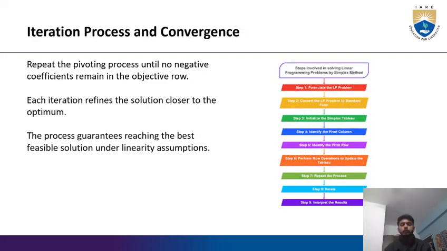Iteration process and convergence. Repeat the pivoting process until no negative coefficient remains in the objective row. Each iteration refines the solution closer to the optimum. The process guarantees reaching the best feasible solution under linearity assumptions.